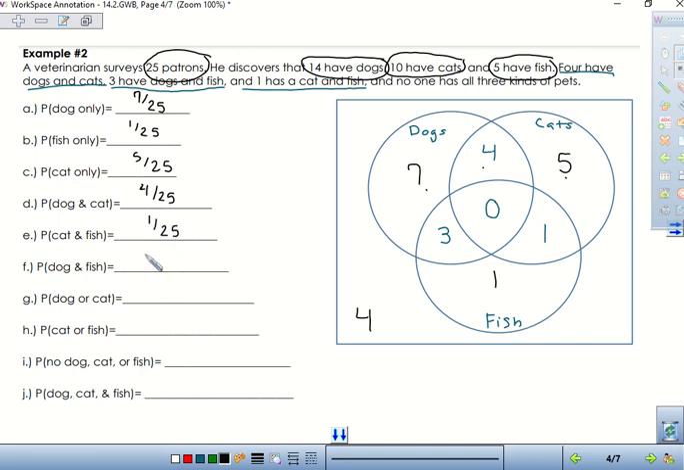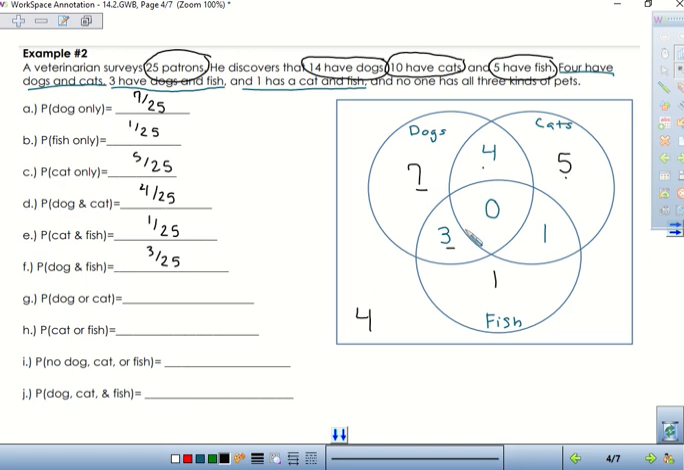Probability you have a dog and a fish? 3 out of 25. Good. What about people who have a dog or a cat? So for dog or cat, you're going to add up all of the people in the dog and all the people in the cat.